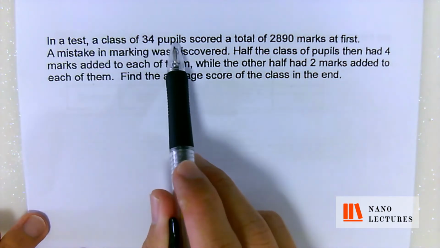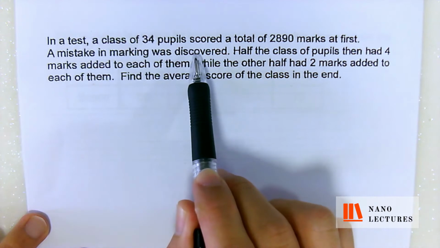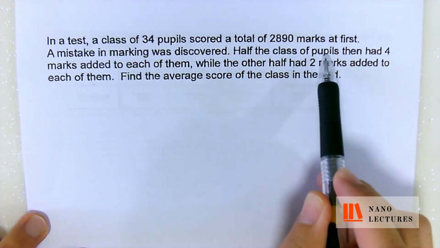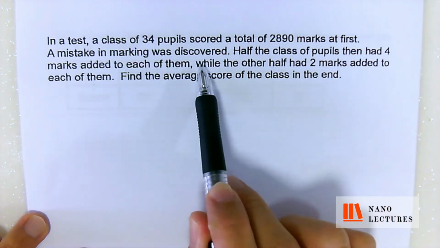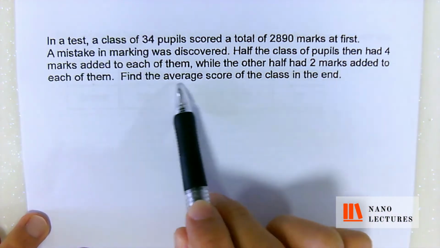They said that in a test, a class of 34 pupils scored a total of 2890. Then they said that there was a mistake in the marking, and then half of the class of pupils had 4 marks added to each of them, while the other half had 2 marks added to each of them. Okay, then find the average score.